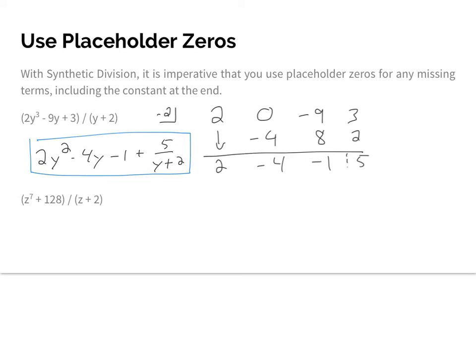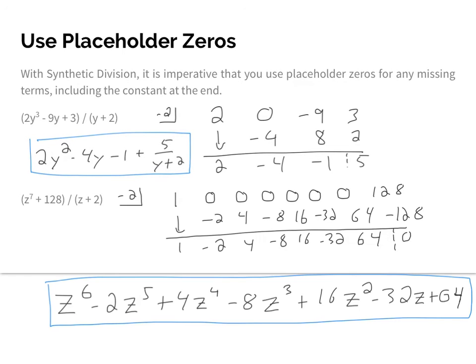So go ahead, why don't you give it a shot for the next one. Keep in mind you're starting at z to the 7th, so there could be a lot of placeholders here. But once again, pause the video, try it out, and then come back and see how you did. All right, let's check. Whew, okay, so there we are.